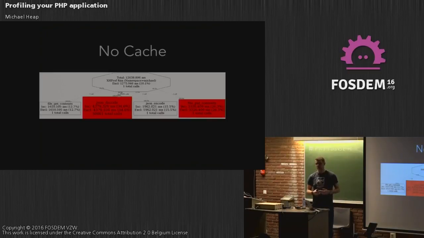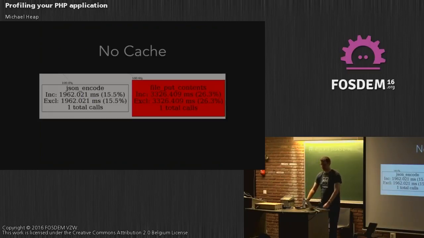This is the call graph. It shows what functions ran, how many times, how much memory usage, how much wall time. And you might notice down here in the bottom right, JSON encode and file put contents. This is the code that actually writes our cache file.